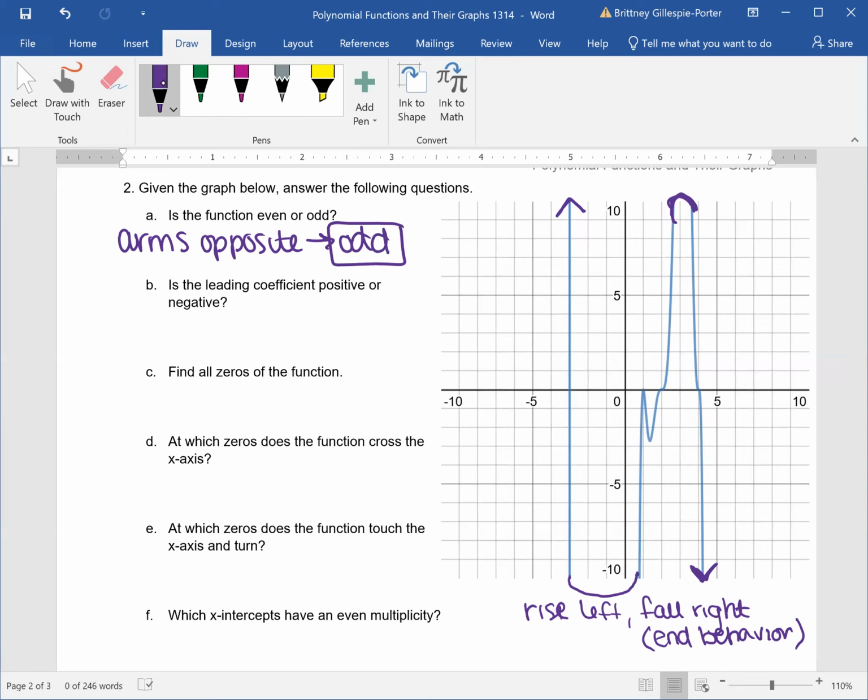The leading coefficient, positive or negative. What happens on the right-hand side? Since we fall right or go down on the right, we're ending on a negative, which means that we have a negative leading coefficient.